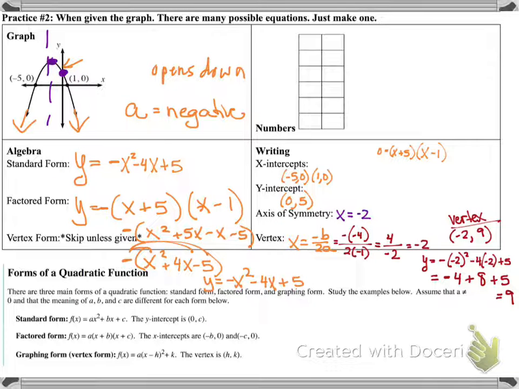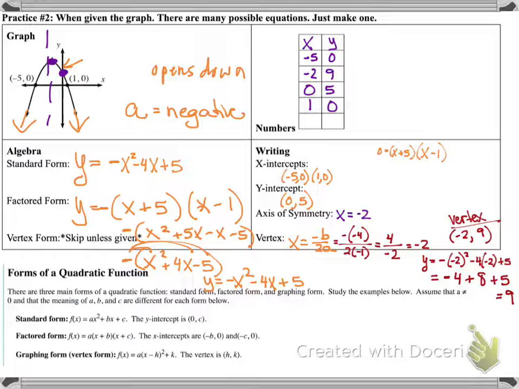And now I'm just going to come over to my table and plug in a bunch of those points that I see. I'm seeing a (-5, 0). The next thing I'm seeing is my vertex. That's at (-2, 9). I'm seeing my y-intercept at (0, 5). And then I'm seeing the last x-intercept at (1, 0). And really that's all, folks.